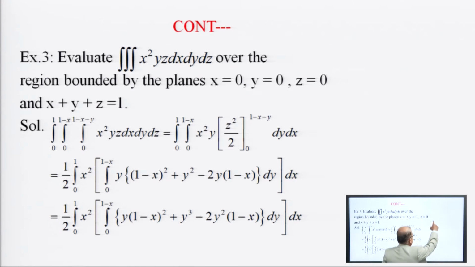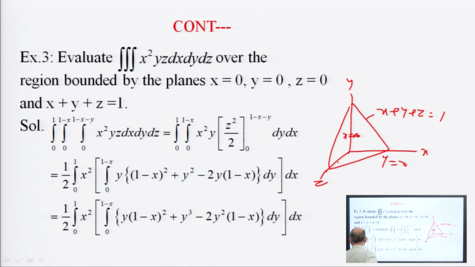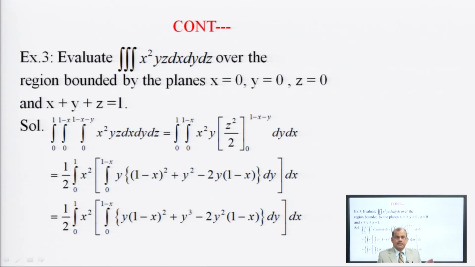It is a 3 dimensional figure with the x axis, y axis and z axis, and the plane x plus y plus z is equal to 1, along with y is equal to 0 and x is equal to 0. First, how do we find the limits of this? Since the lower limits are x is equal to 0, y is equal to 0, z is equal to 0, all lower limits of x, y, z are 0.